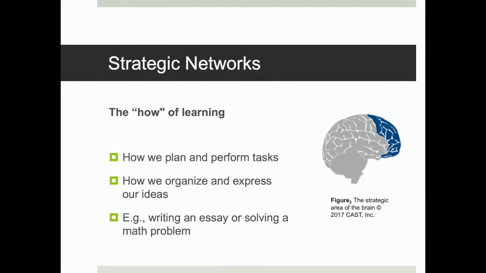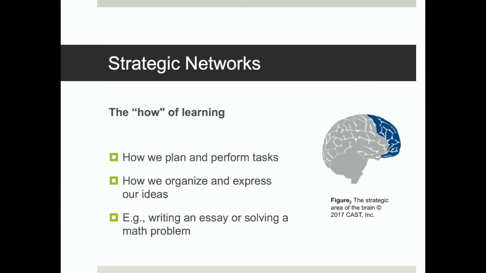Strategic networks, the how of learning. This includes how we plan and perform tasks, and how we organize and express our ideas, such as in writing an essay or solving a math problem. How do we make the processes of organization and expression easier for kids of all abilities?